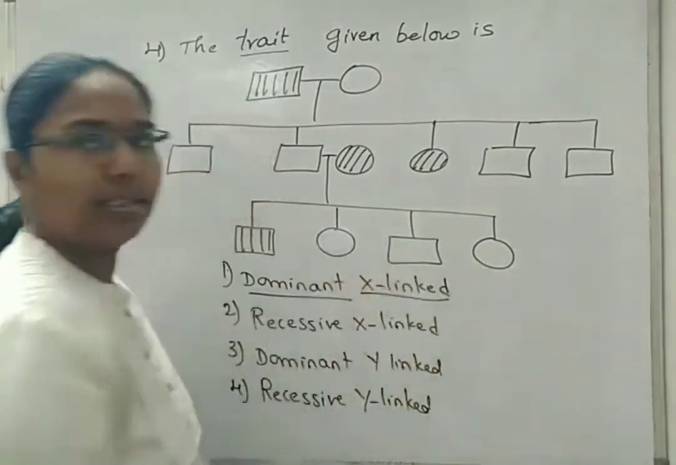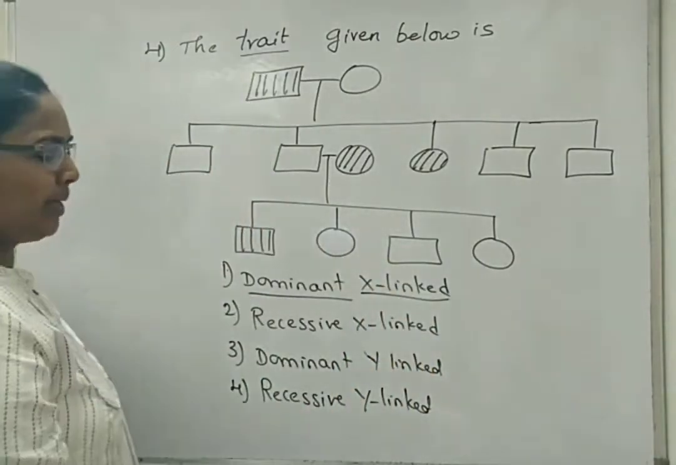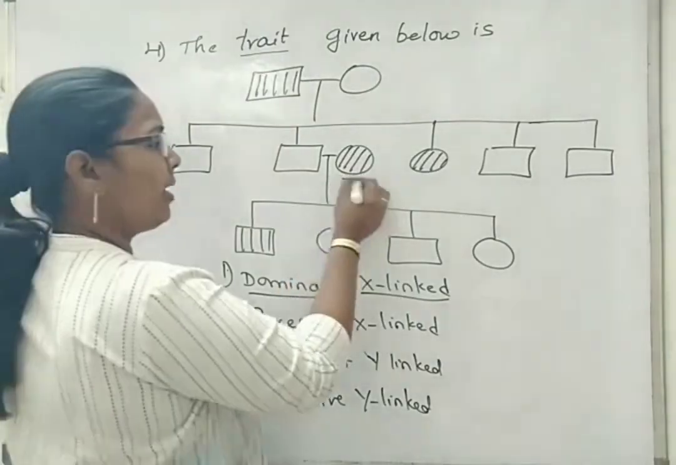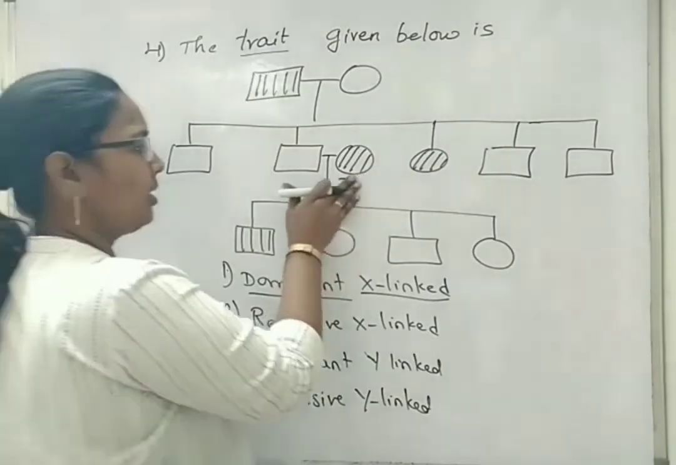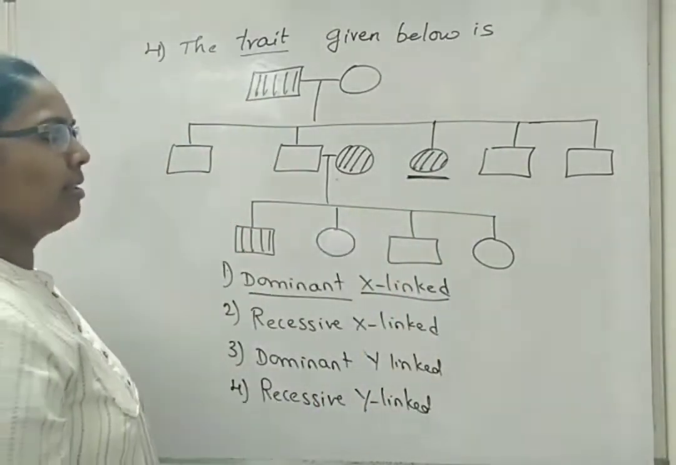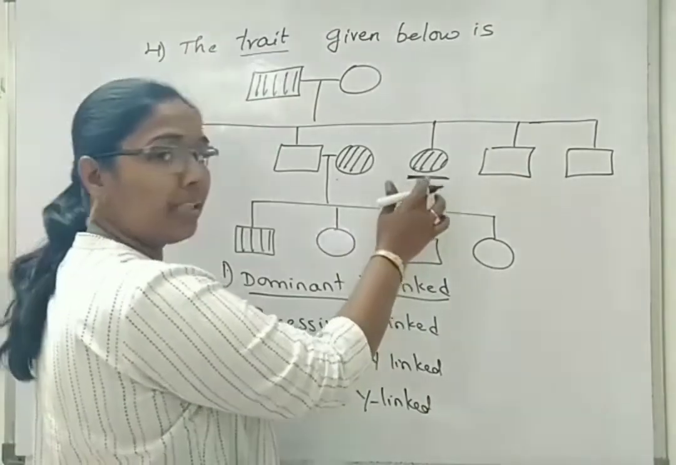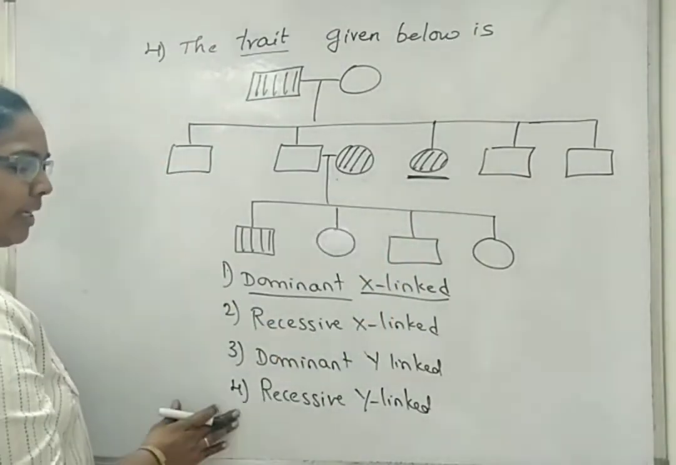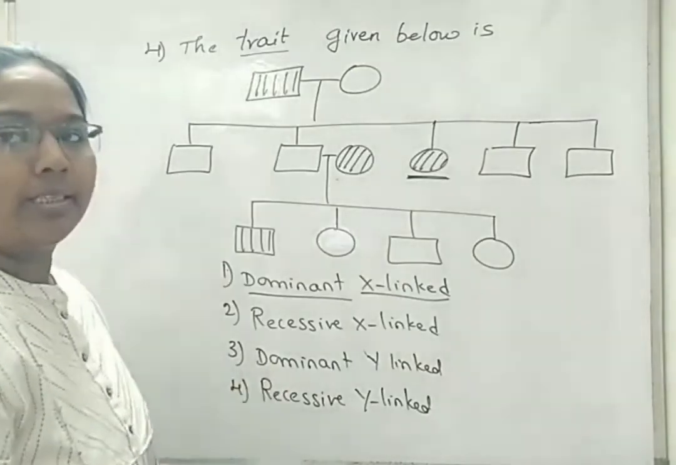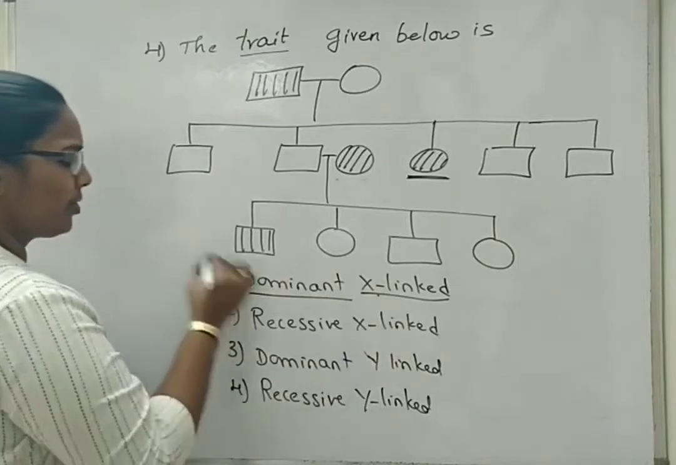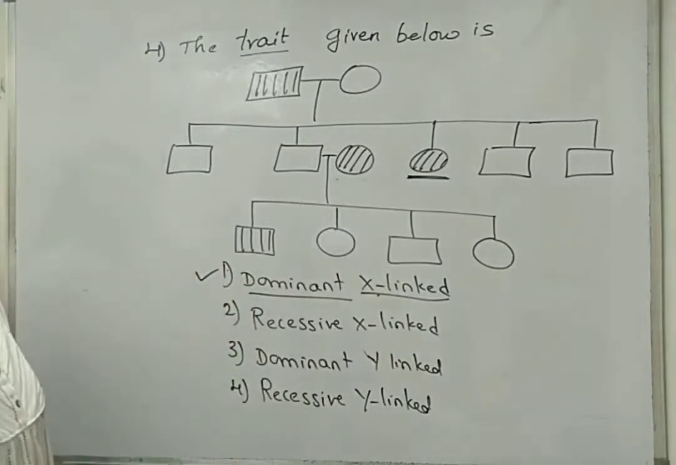So it is X-linked. Now, why can't it be Y-linked, if the question has arisen in us? See, this female is getting expression of the disorder or the disease. Means it is not Y-linked. If it is Y-linked, then females are not expressing the disorder. If it is Y-linked, the disorder will be expressed only in case of males. So it is dominant and X-linked disorder. This will be the option.